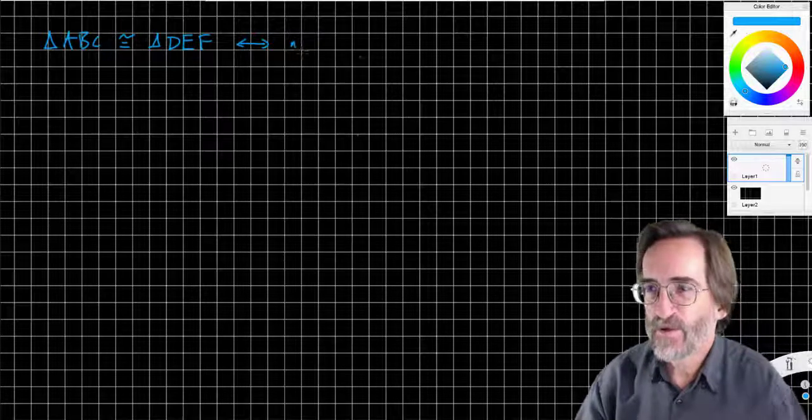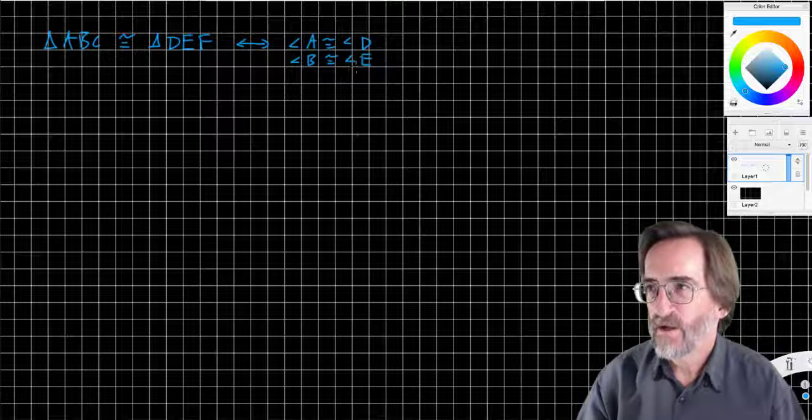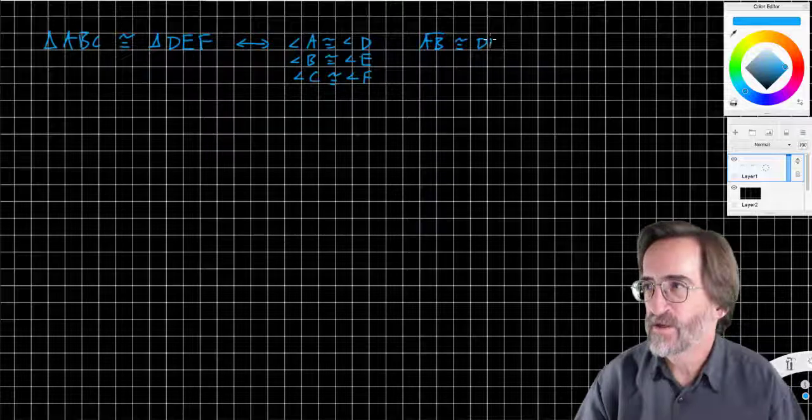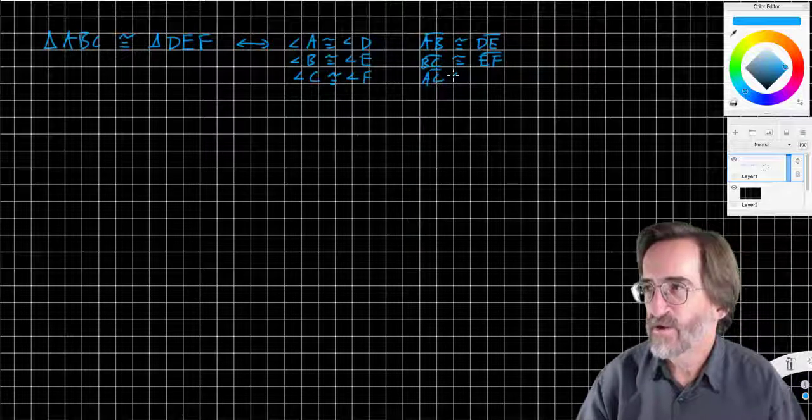It means the measure of angle A is congruent to angle D. It means that angle B is congruent to angle E. It means that angle C is congruent to angle F. It means that segment AB is congruent to segment DE. It means that segment BC is congruent to segment EF. It means that segment AC is congruent to segment DF.